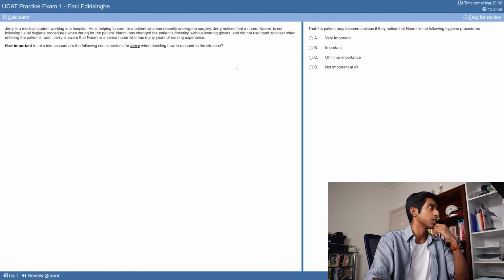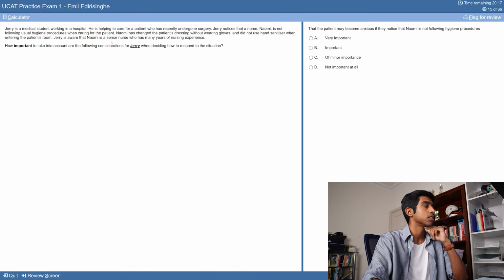Jerry's a medical student working in hospital. He's helping care for a patient who's recently undergone surgery. The nurse is not using usual hygiene procedures when caring for the patient. She has changed the dressing gown without wearing gloves and did not use hand sanitizer. Okay, how important is it that the patient might become anxious if they notice that she's not following hygiene procedures? That's important, but it's not as important as the patient's safety, which is why it's not A.